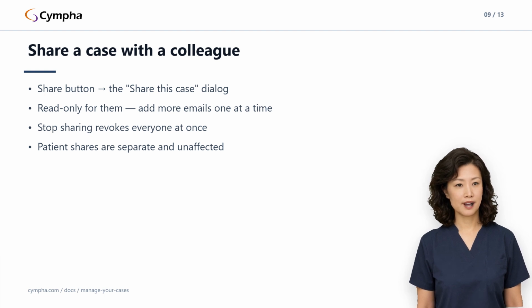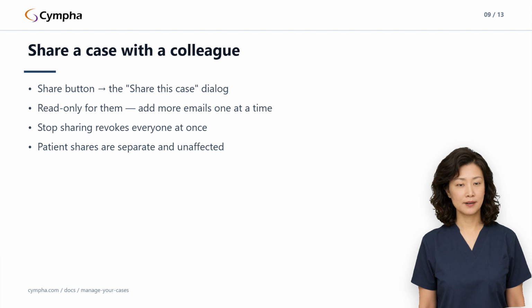There is no per recipient revoke, click stop sharing in the dialog, confirm, and every colleague loses access together. And any participant on the case can do it, not only whoever created the share. One boundary to keep straight: stopping colleague shares does not touch a patient share. Share to patient is a different button, only on Aligner cases, with its own lecture.